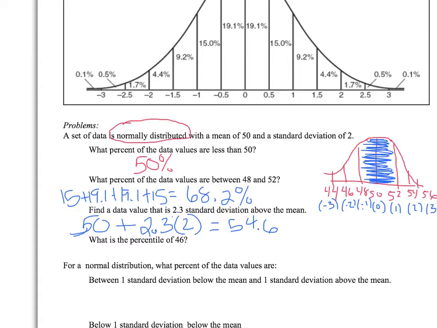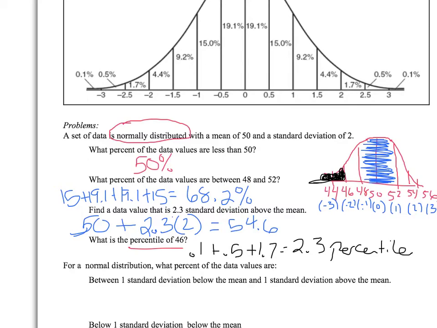And finally, you want to find the percentile of 46. That means you want to find the percent below 46, which on my curve would represent the black piece there. Remember, 46 corresponds to the -2, so you'll add the 0.1, 0.5, and the 1.7 to give you 2.3 percentile.